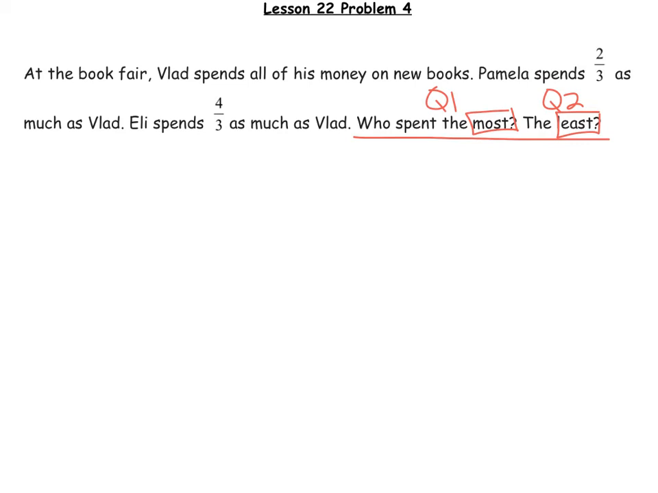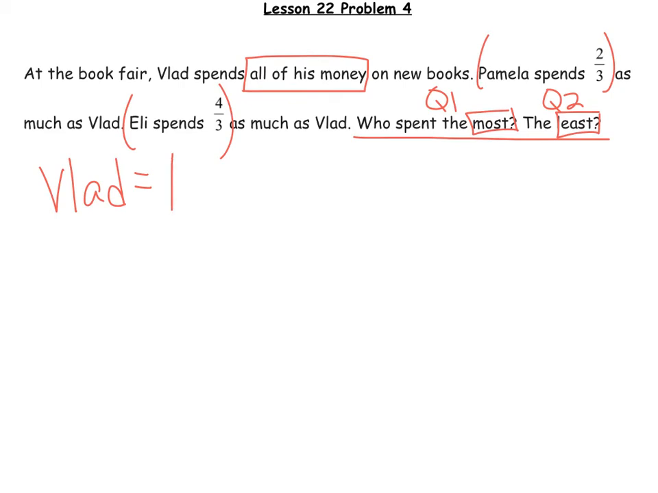So let's look at what we know. We know Vlad spends all of his money. Pamela spends 2/3. And Eli spends 4/3 as much as Vlad. So they're both relating to Vlad. So Vlad is equal to, he spent all his money, which is equal to 1 because it's all his money. Or I could look at those common denominators that Pam and Eli have and say 1 is equal to 3/3.